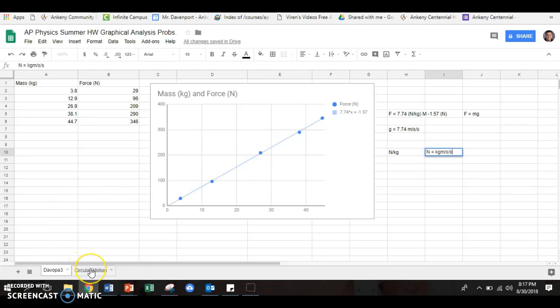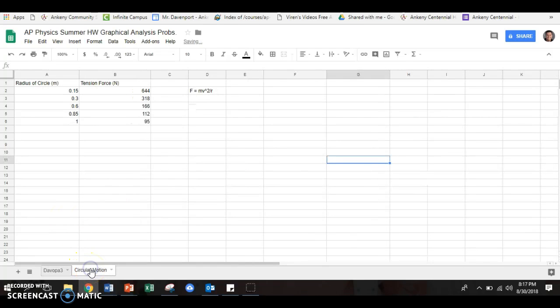We're going to go over to our next problem, which is the circular motion problem. This problem is stating that you are to graph something that will allow you to calculate the velocity of this mass that they're swinging around in a circle.